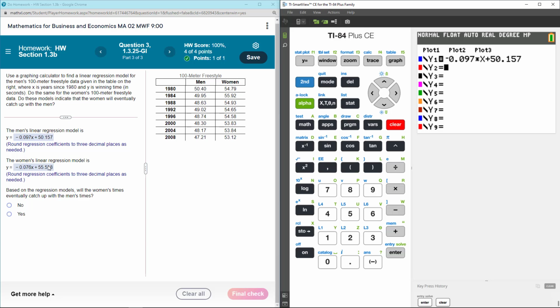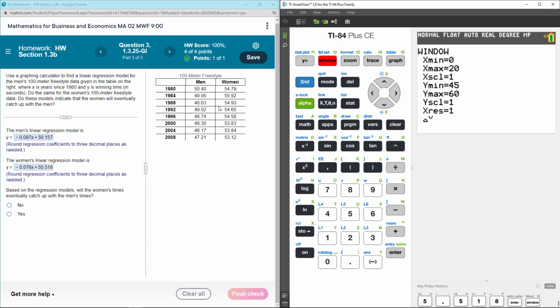Now for the women, I'm going to put in down here negative 0.076 times, this is the button I'm going to use for x, plus 55.518. Okay, and then I'm going to hit enter. Now I want to go to my window to make sure that the window is right.